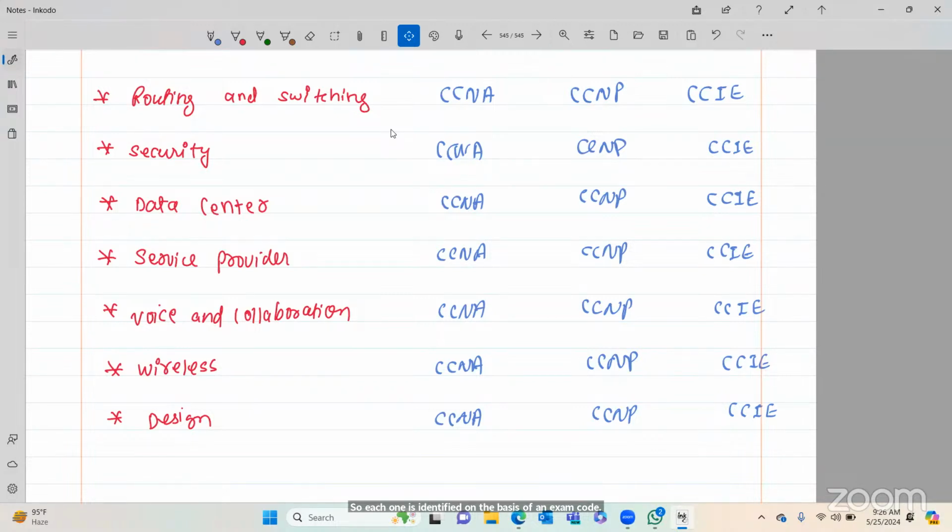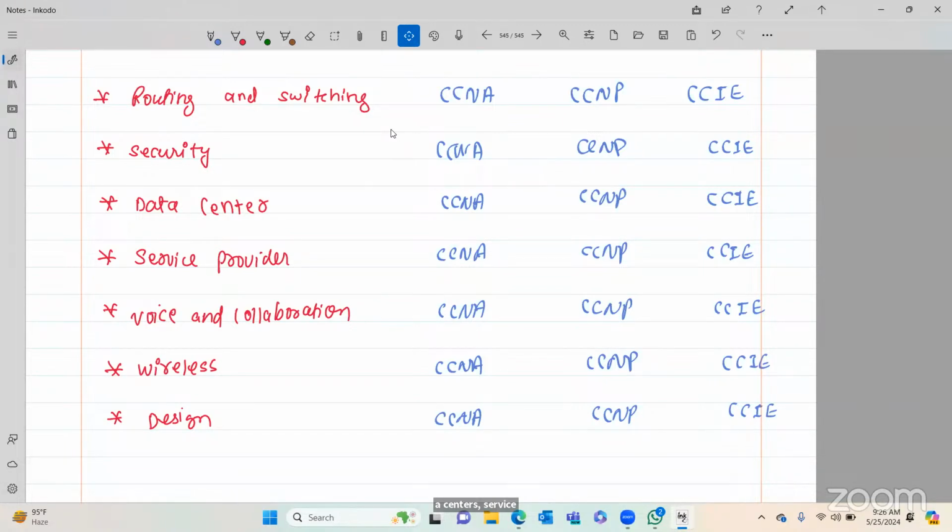Now, as what Cisco did in 2020, you know that now companies' expectations are much higher than the capability of the candidate. And according to Cisco, a person who is just starting in the networking domain must have a basic understanding of everything: routing and switching, security, data center, service provider, voice and collaboration, wireless design.